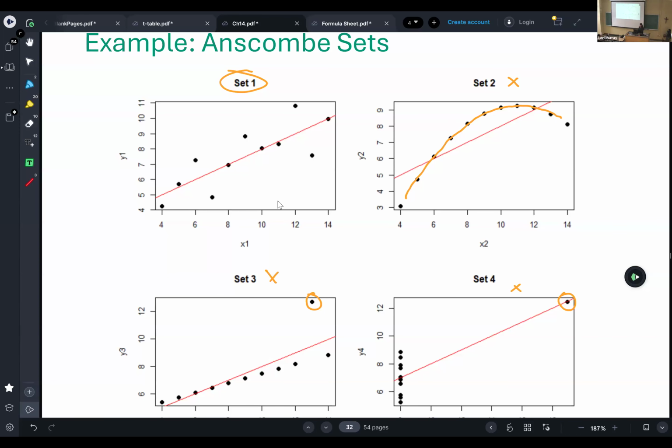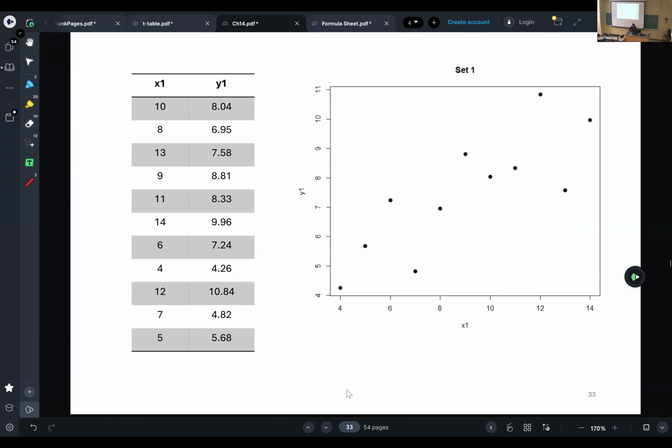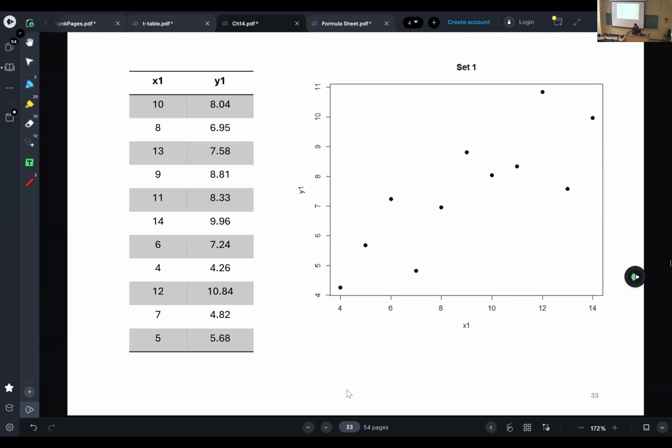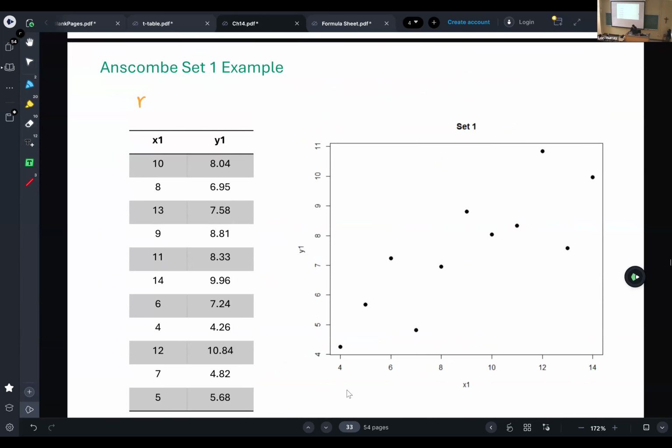All right, so we're going to run a regression on set one. Let's go ahead and do that. Here is the raw data. And you can go, well, what is our n? N equals here.